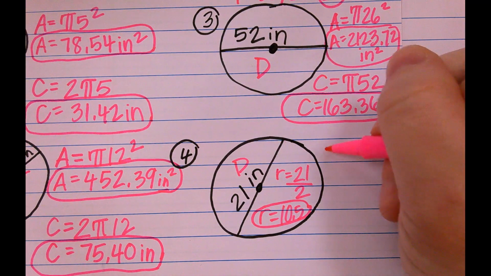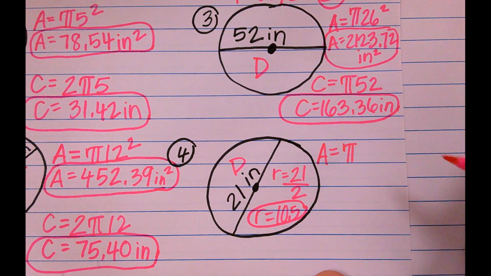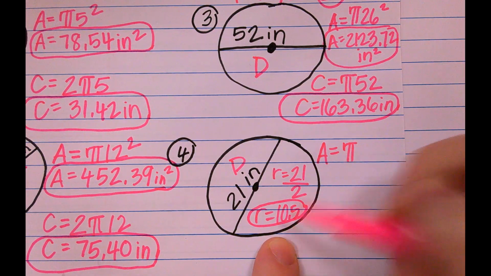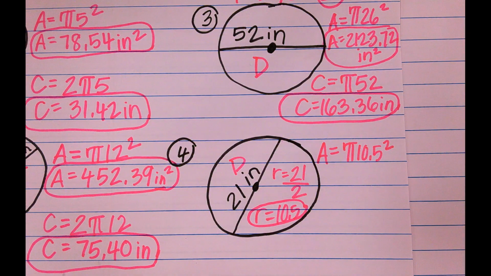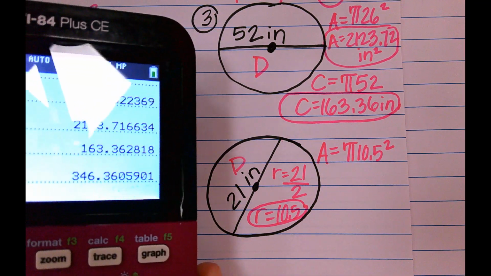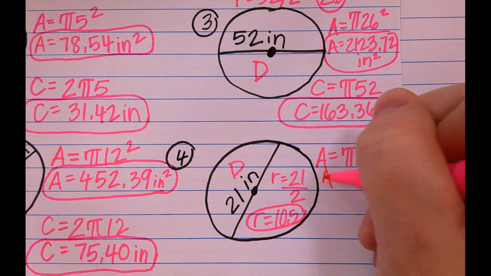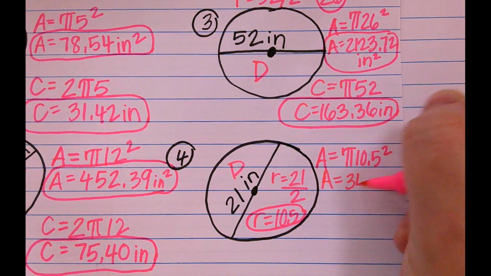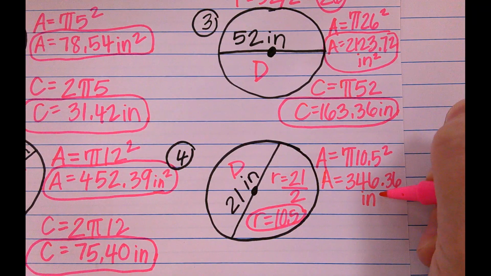Let's find the area. You're going to take pi times 10.5 squared. Pi radius squared, so pi 10.5 squared. Okay, so I'll type that in. You get 346.36 inches squared. Perfect.